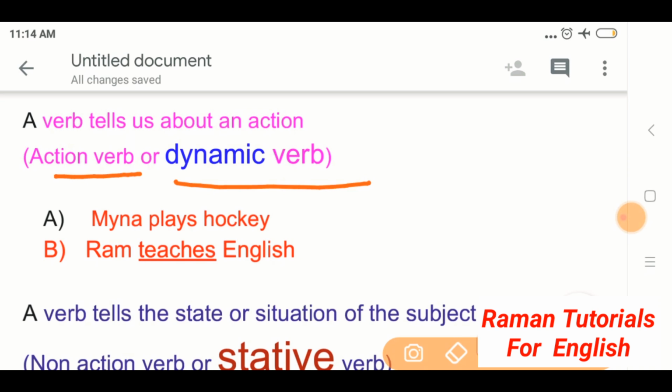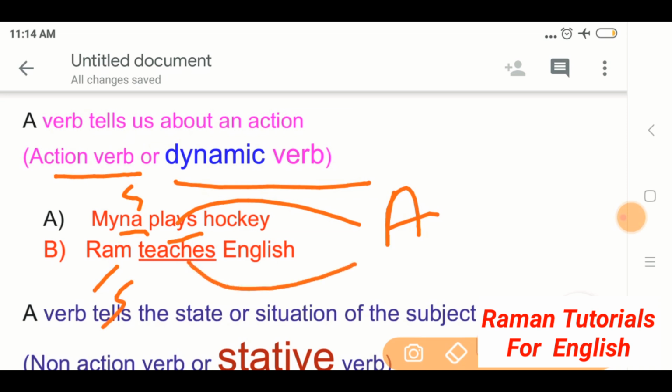So here there are two examples. Mina plays hockey. In the first sentence, Mina is the subject and plays is the action. In the second sentence, Ram is the subject and teaches is the action that takes place here. So plays and teaches are action verbs or dynamic verbs because they express physical activity or processes.